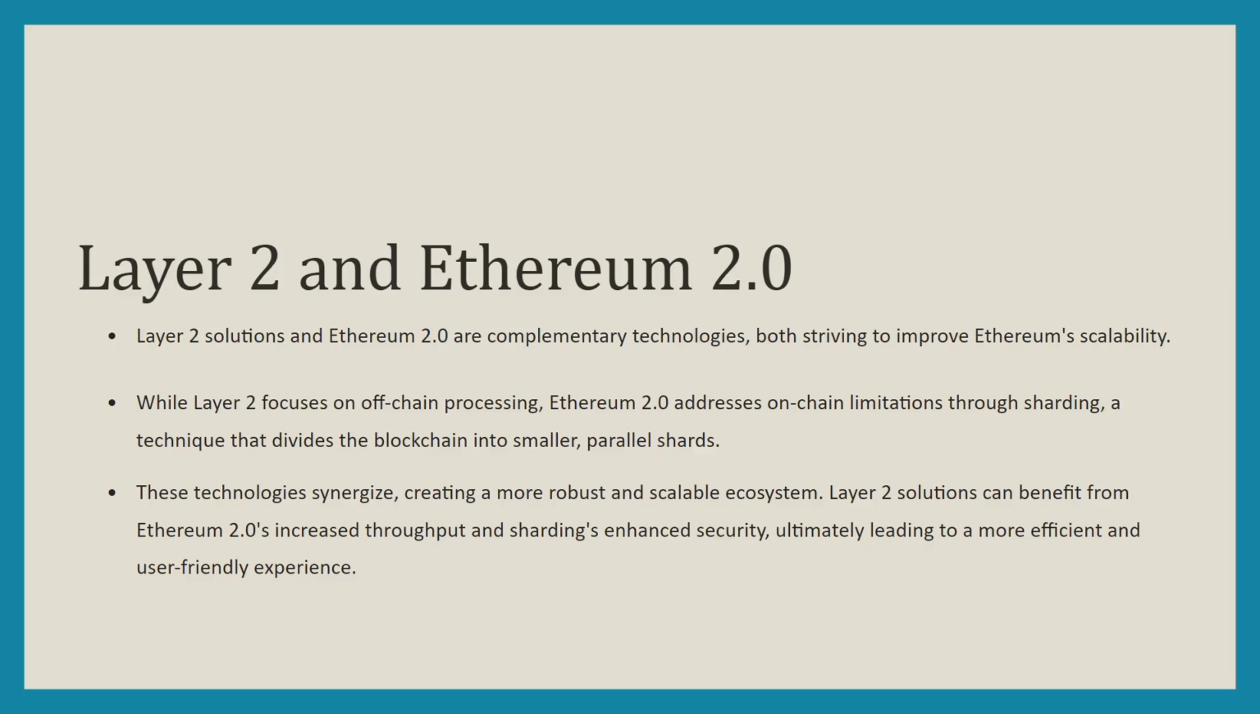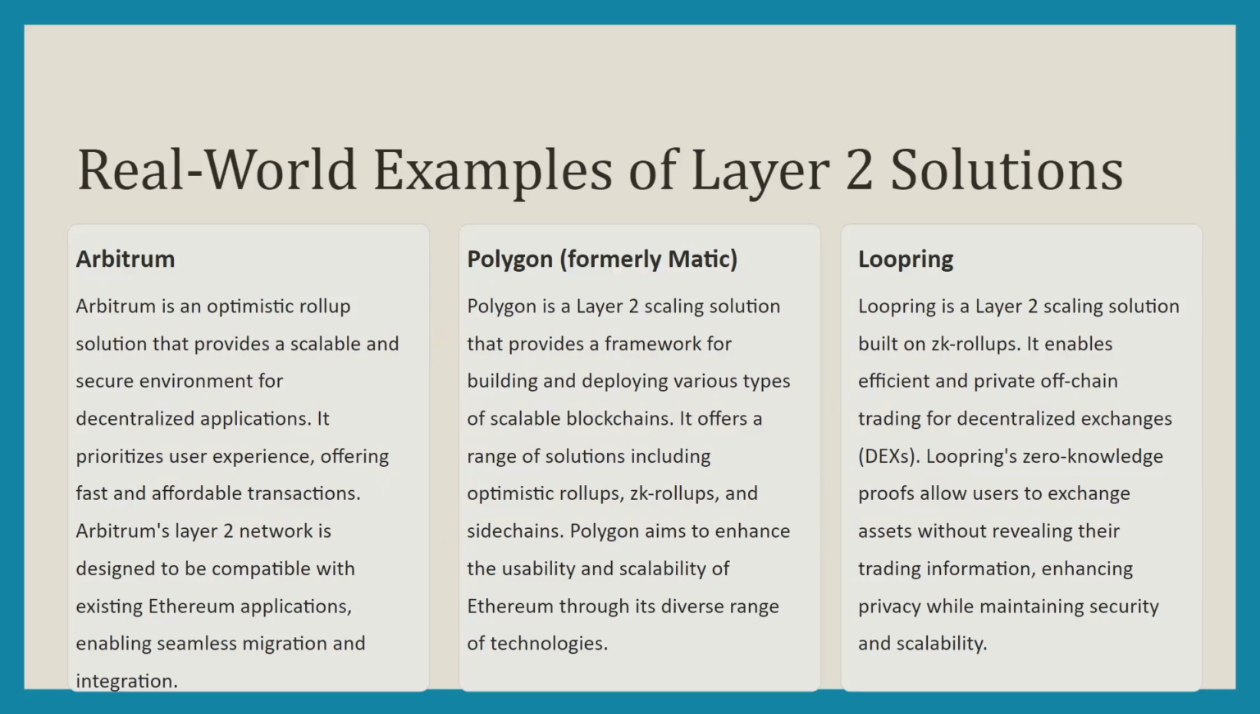Let's talk about some real-world examples of Layer 2 solutions. First is Arbitrum. Arbitrum is an optimistic roll-up solution that provides a scalable and secure environment for decentralized applications. It prioritizes user experience, offering fast and affordable transactions. Arbitrum's Layer 2 network is designed to be compatible with existing Ethereum applications, enabling seamless migration and integration.